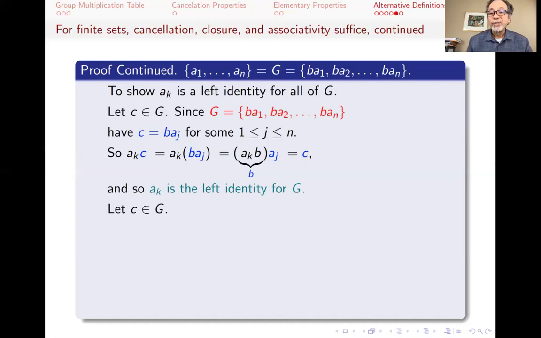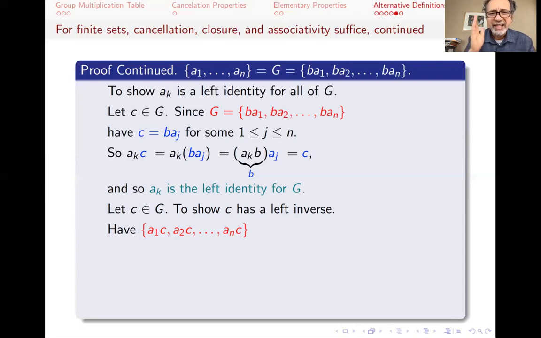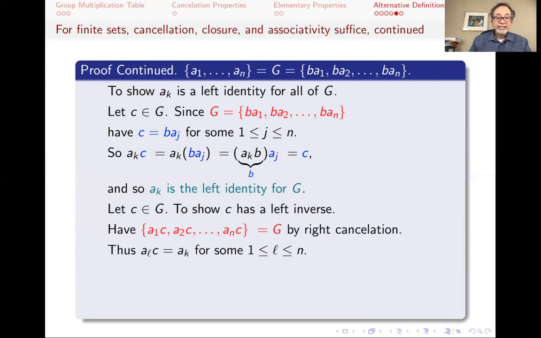I'm going to now go for inverses. So let C be in G, and I want to find a left inverse for C. I'm going to look at A1 through AN, which was the group G, and multiply all of them by C. So this is the column associated with C in the multiplication table for G. Again, because of right cancellation, this is going to be G. And this is actually the only place I use right cancellation, because if AIC is AJC, you can cancel C's on the right and AI will be the same as AJ. And because that's G, then that means that one of these, maybe ALC, is AK. That means that AL is a left inverse for C.